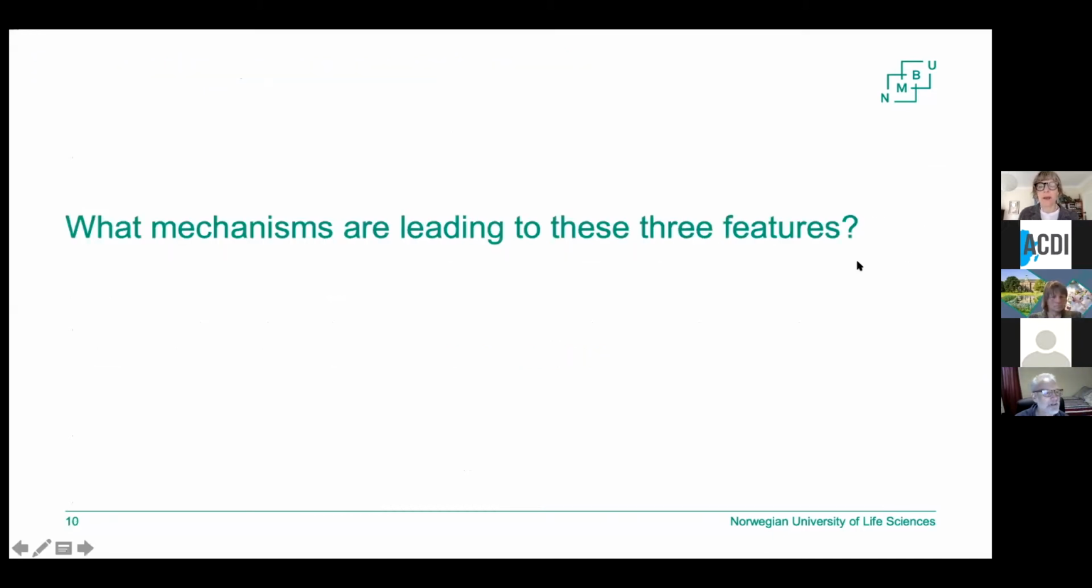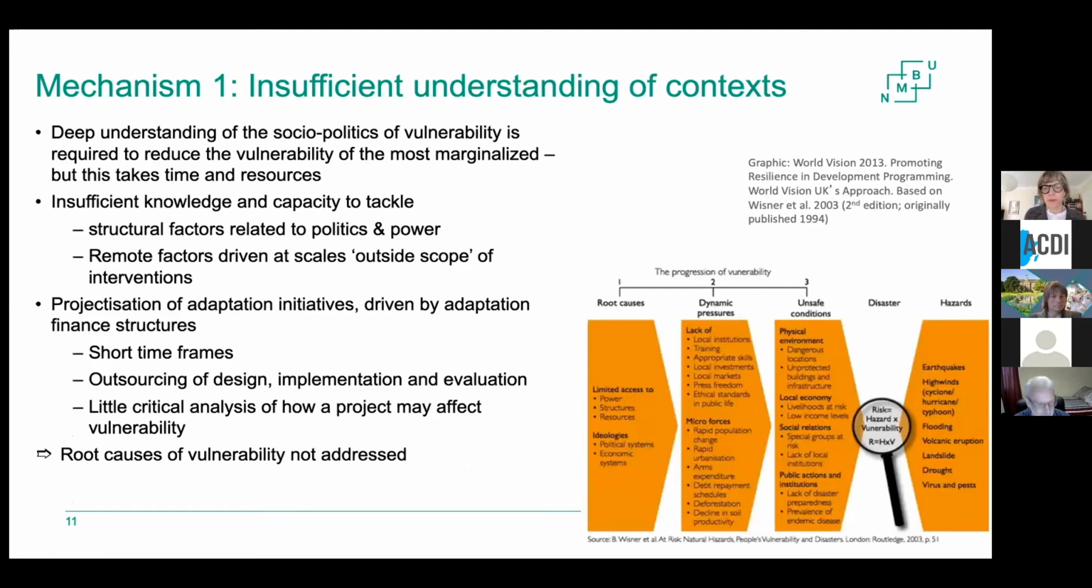And then we tried to say, well, what's actually the result here? What's going on behind this? I'm just going to present the first two, and then Siri will do the others. So, clearly, an insufficient understanding of the context.